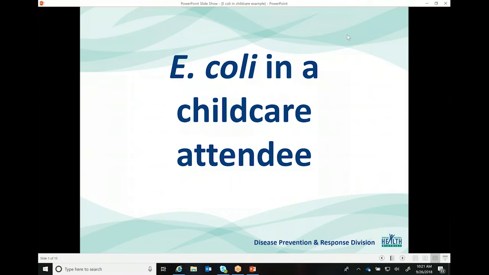So the first one that we're going to talk about today is E. coli in a childcare attendee and the impact that that could potentially have on a childcare center and fellow attending families. And then second, Betsy is going to present about mumps in a university student and the impact that that could potentially have to fellow students and staff in the campus community. And then finally, Mark is going to talk about Legionella and the implications that that can have on populations that could be served by a water source. So with that, we'll go ahead and get started.